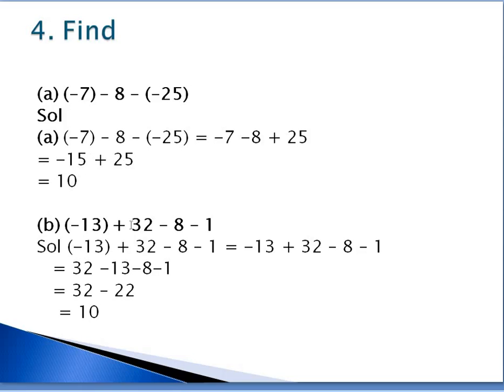Okay. Here minus 13 plus 32 minus 8 minus 1. Say here what we will do, that plus 32 I will write first, and all negative minus 13 minus 8 minus 1 will write the next. So add all these three. All are minus, you add all those 3. 13 plus 8 plus 1 is 22. Now 32 minus 22 is 10.